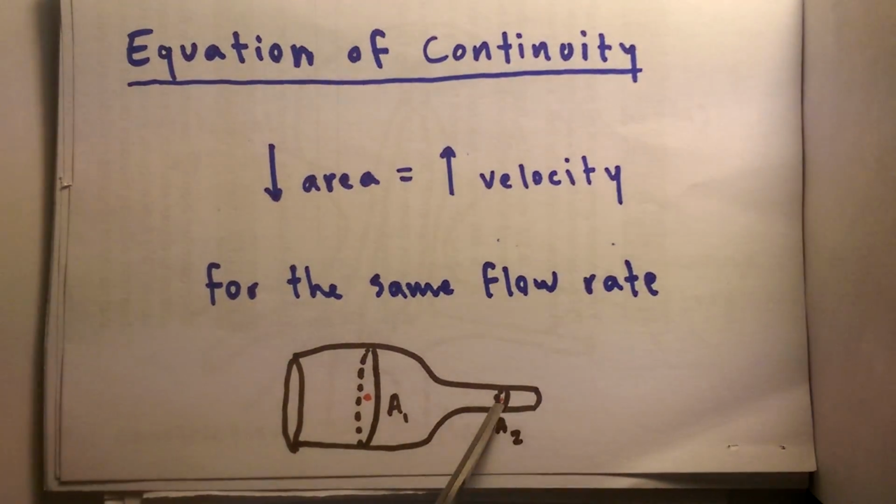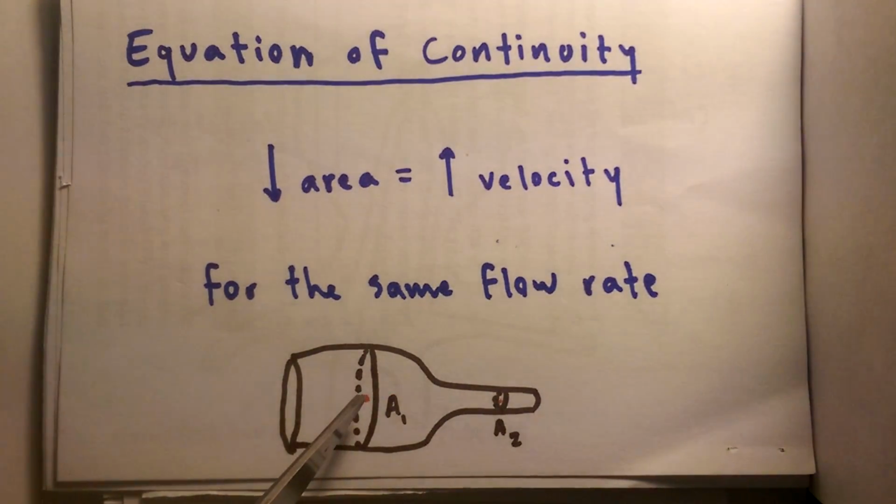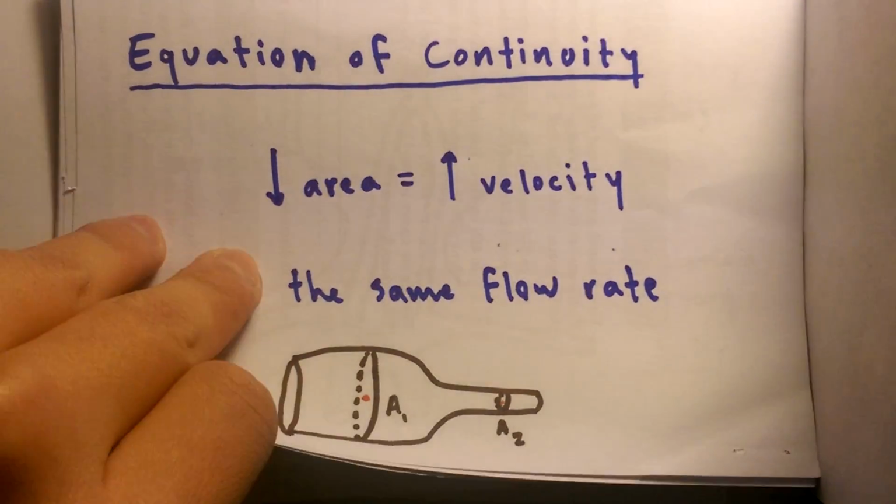is much lower than at this point. So as a result, the velocity of the fluid at this point is going to be much higher than the velocity of the fluid at this point. So how does this relate to medicine?